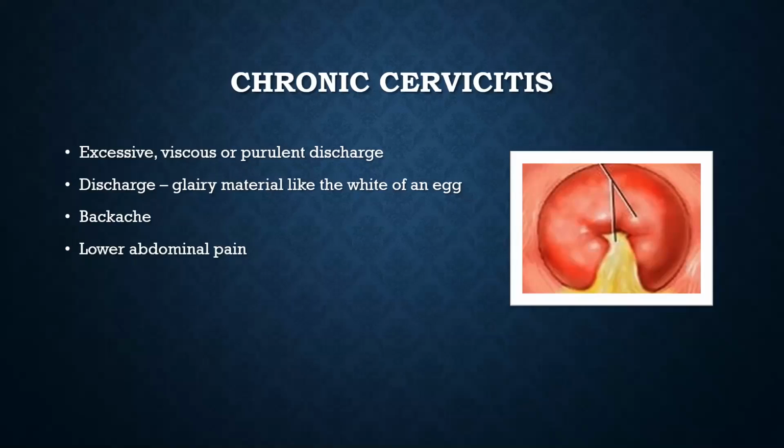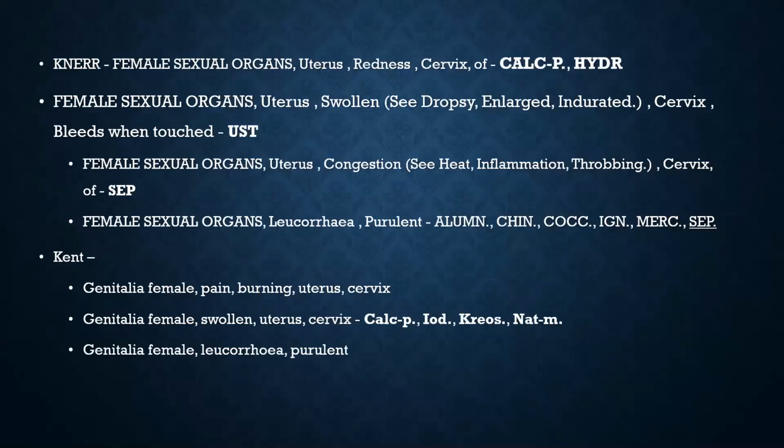Accordingly, we know that if a patient with chronic cervicitis comes up, they will be having symptoms like excessive viscous or purulent discharge, then discharge which is glary, like the white of an egg, then backache or lower abdomen pain. These are the few symptoms. Now, accordingly, we'll choose the repertory.